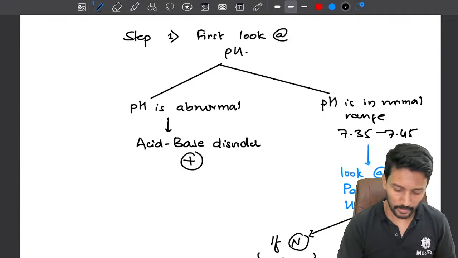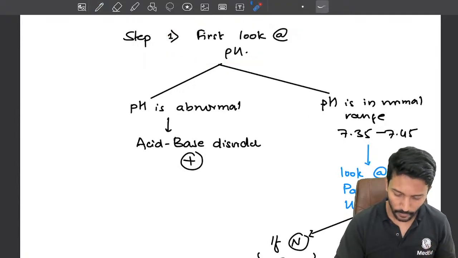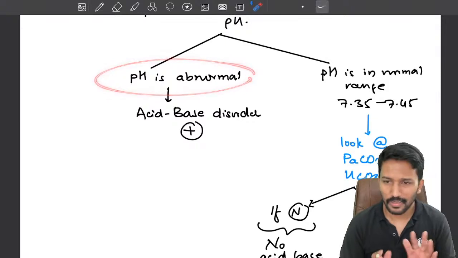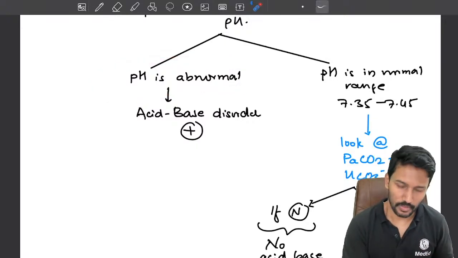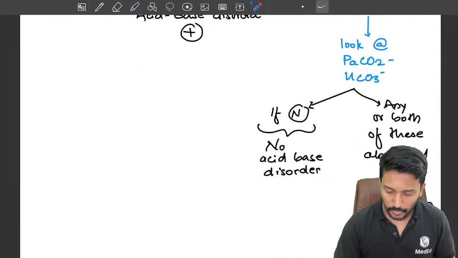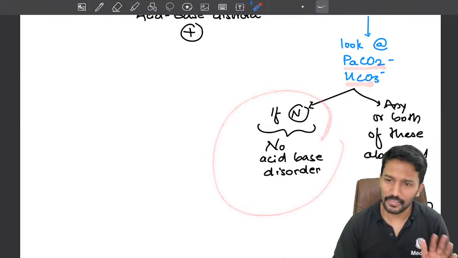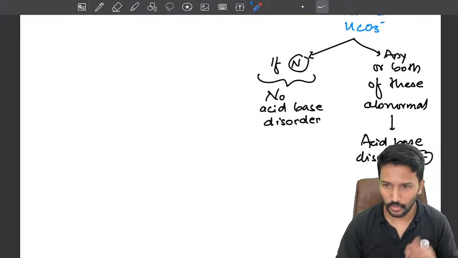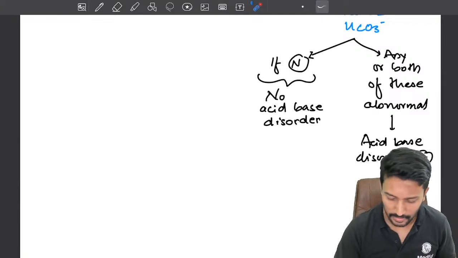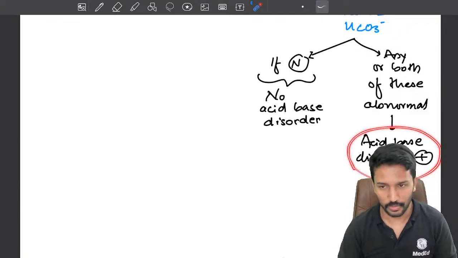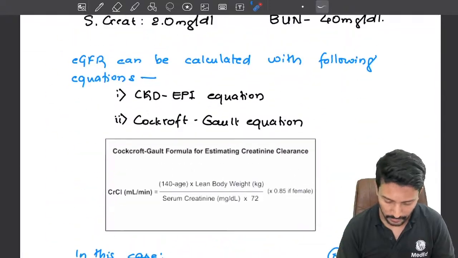A simple flowchart based approach, right? So first thing, look at the pH. If the pH is normal, it need not mean that it is a normal ABG. If pH is abnormal, clearly we know that there is an acid-base disorder, right? If pH is normal, we have to see the PaCO2 and bicarb. If they are also normal, then it is a normal arterial blood gas analysis. But if any one of them is abnormal, that means there is an acid-base disorder.